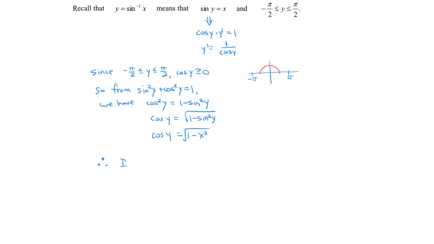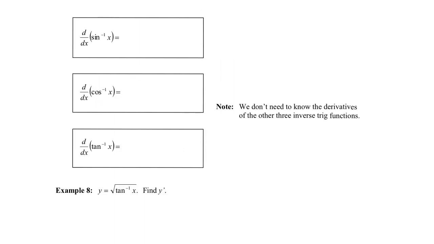Therefore, if y equals the inverse sine of x, then y prime equals 1 over the square root of 1 minus x squared, right? Because y prime equals 1 over cosine of y, and this is cosine of y. So that gives us our first derivative. If y equals the inverse sine of x, or the arc sine of x, y prime will be 1 over the square root of 1 minus x squared. So we've got three derivatives here to fill in.